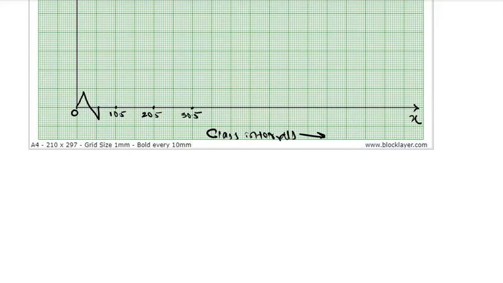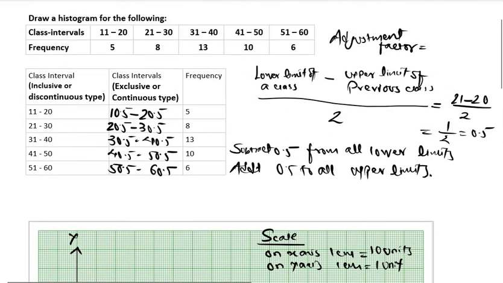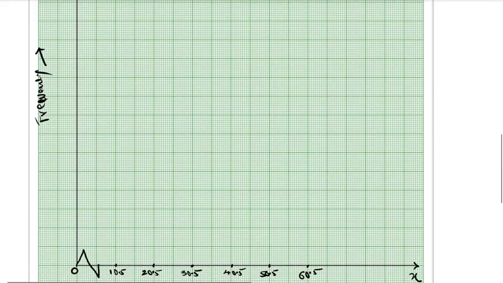So 20.5 to 30.5, 30.5 to 40.5. Make it bigger here as well. It should not look like 105 to 105. Okay, 30.5, 40.5, 50.5, and this one is going to be 60.5. Let's see what the question says. Yes, 60.5 is last. Now the first tower should be 5 high.